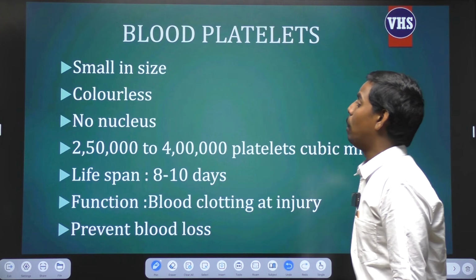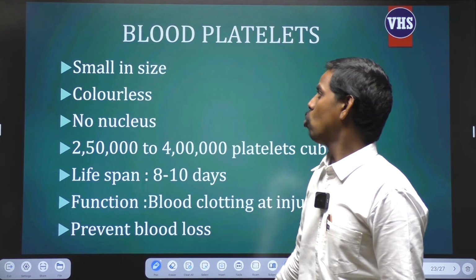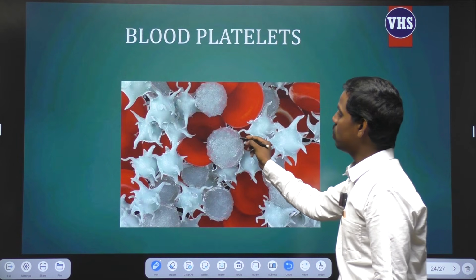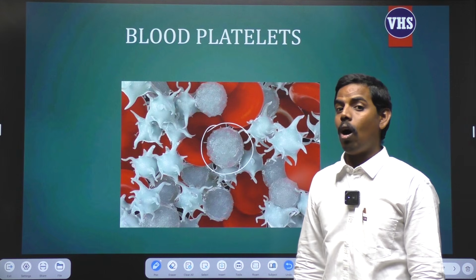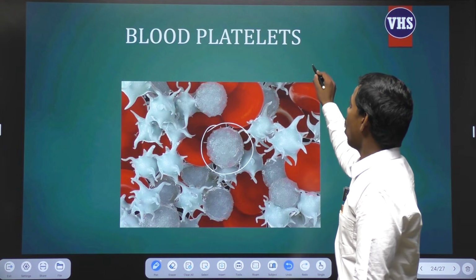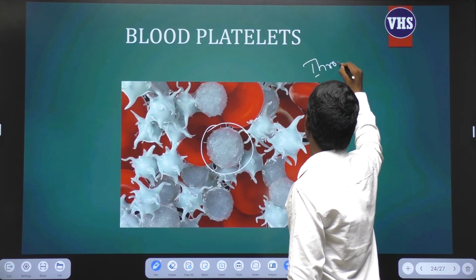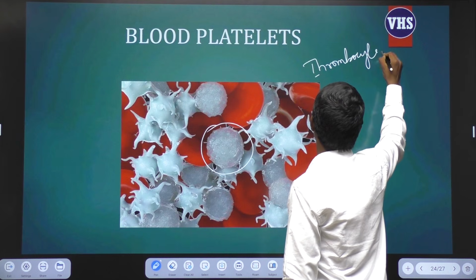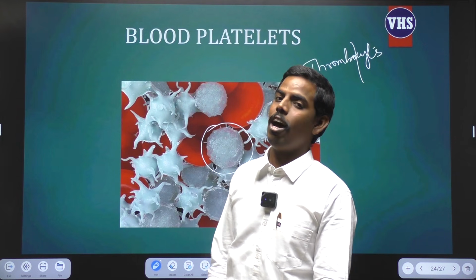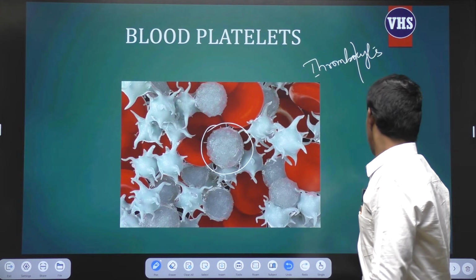The next thing, blood platelets. One of the important cells in the blood. So very, very small in size. What is very, very small in size? See, these white ones are there. These are all the blood platelets. Otherwise called thrombocytes. Thrombocyte means, listen, thrombo means clot or clump, cyte means cells.